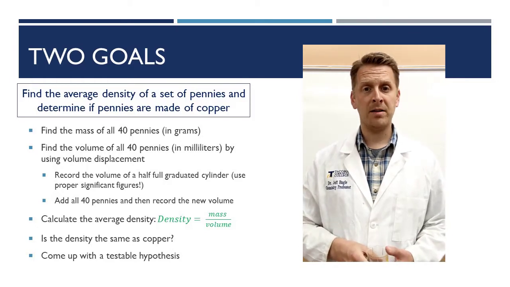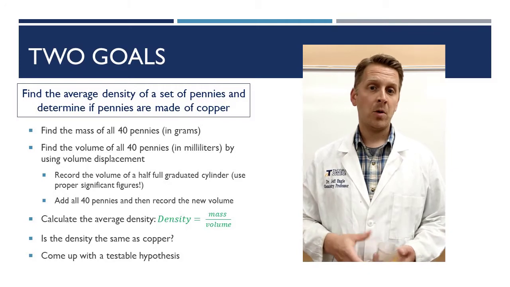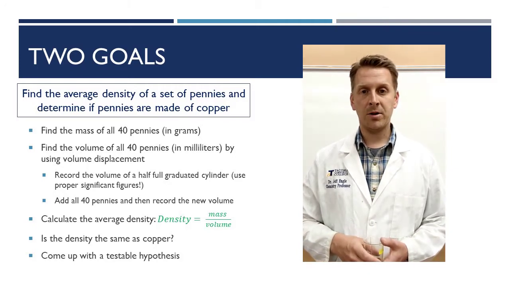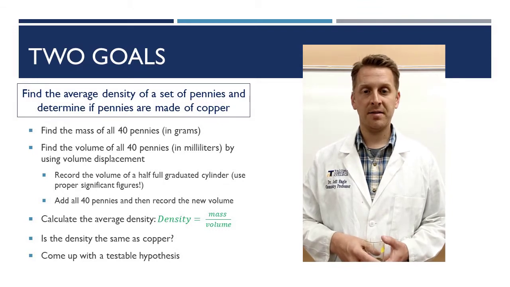After that, we can compare the density that we found to the density of copper. If it's the same, we could argue that pennies are made of copper. If it's different, we may need to come up with another testable hypothesis. That's something you should think about at home.